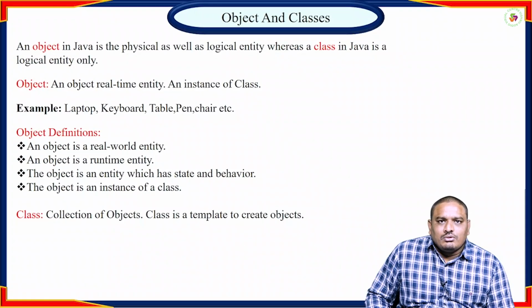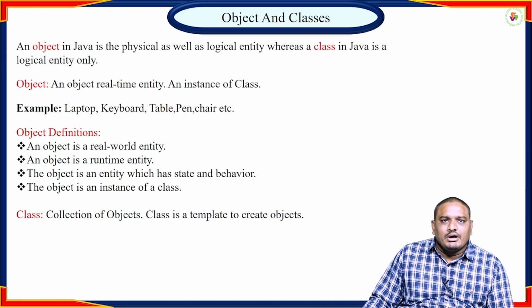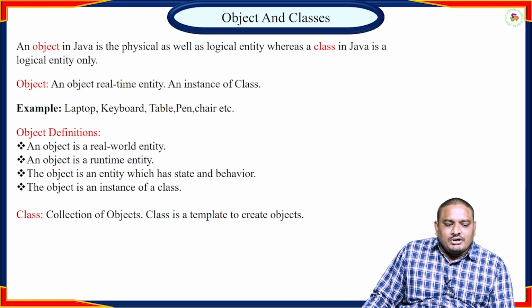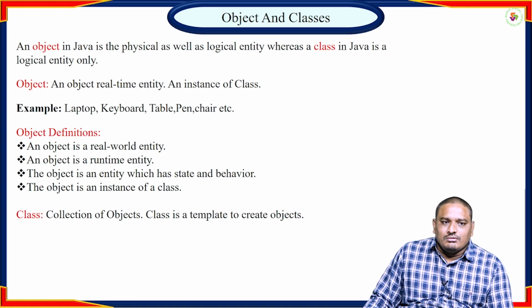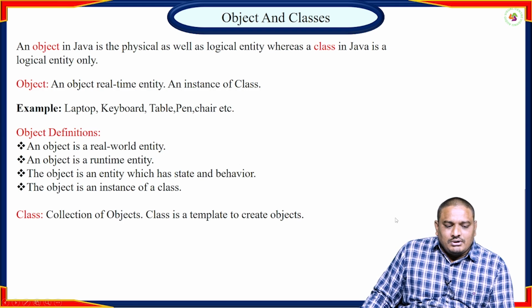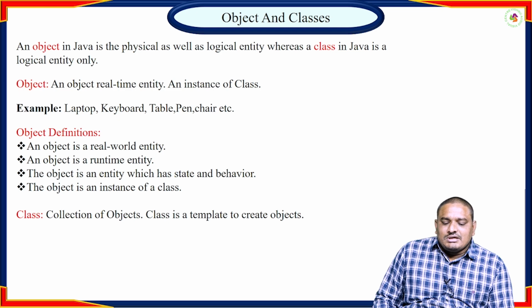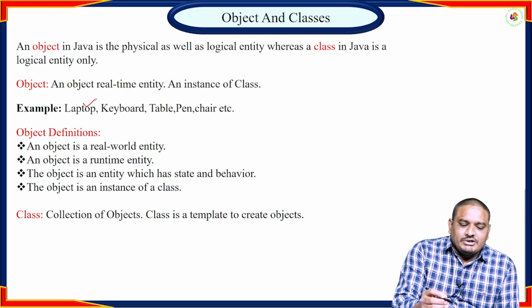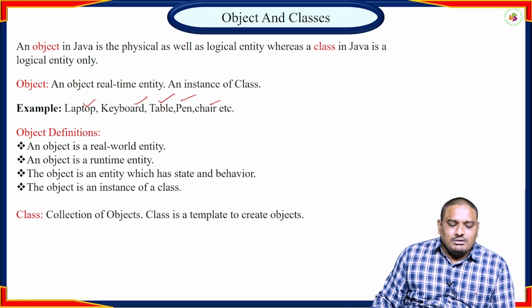Before going to objects and classes, first we will learn what an object is and what a class is. In Java, an object is physical and a class is a logical entity. An object is a real-time entity, an instance of a class. For example, a laptop is one object, a keyboard is another object, and so are a table, pen, chair, etc.